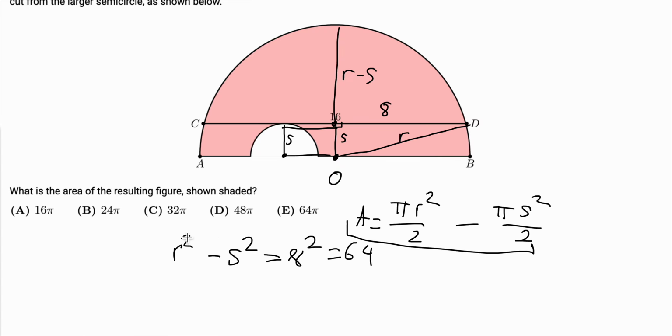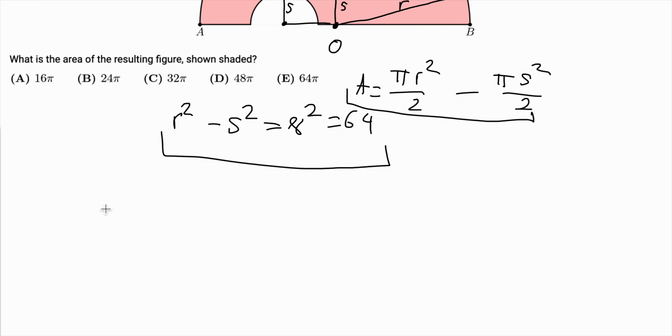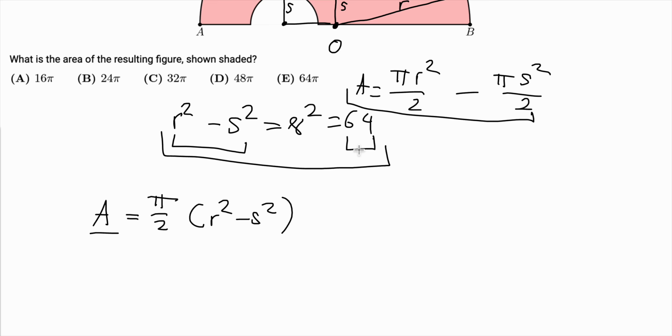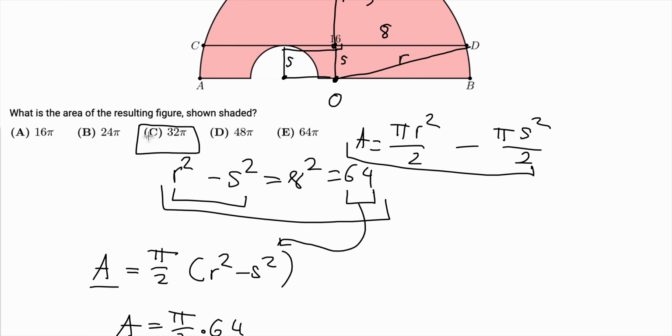Now, let's look at these two equations, r squared minus s squared. We know what that is. So from this area equation, I'm just going to write this a little differently. I'm going to factor out a pi over 2. We get r squared minus s squared. That's what the area is. And you already know what r squared minus s squared is. That's 64, so we can literally just plug that in right here. So you get A equals pi over 2 times 64, which equals 32 pi. That's the answer to this problem.